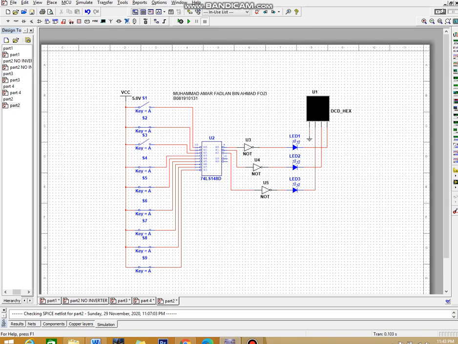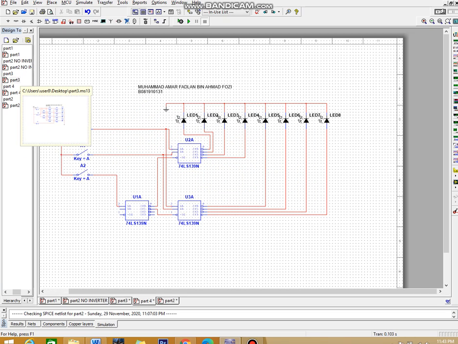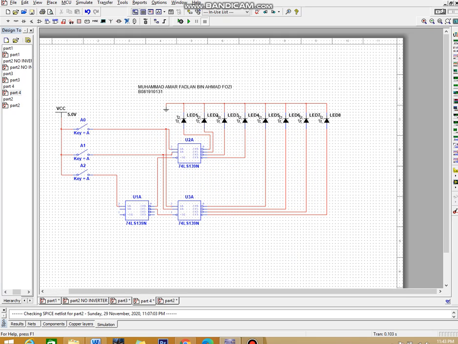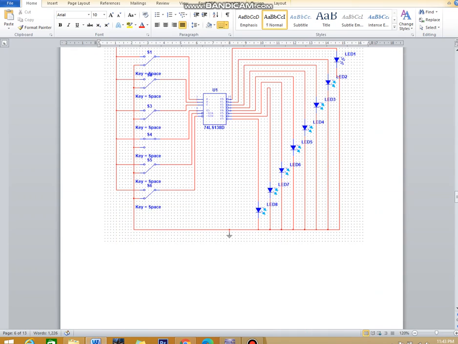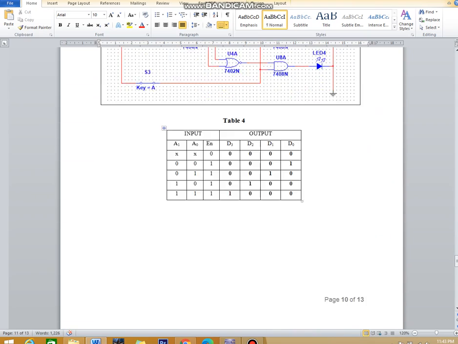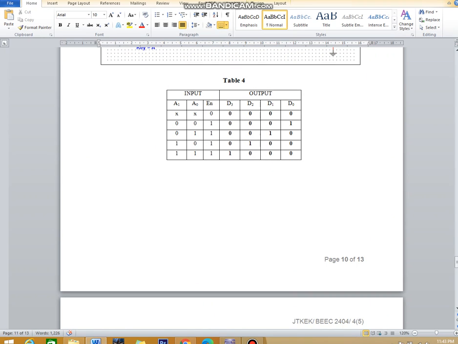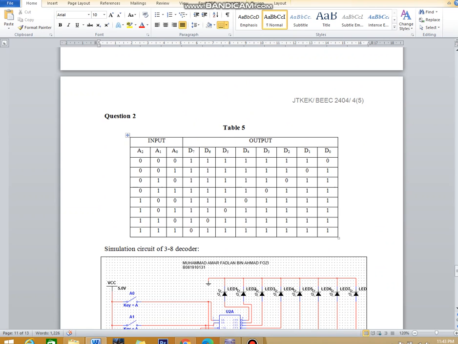So all of the parts I have already done here for part 3 number 1 and part 3 number 2. Okay, so I will show you the result of part 3 here, the output, and then question 2 here, the output.